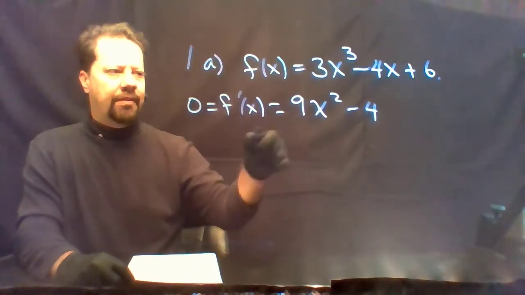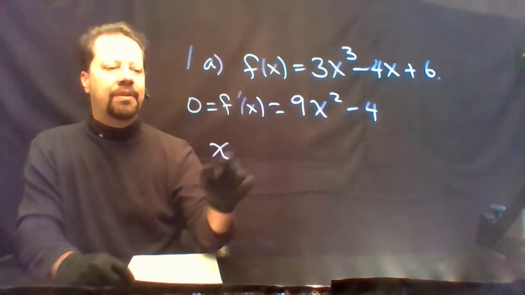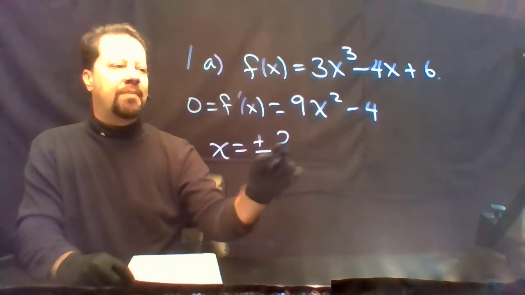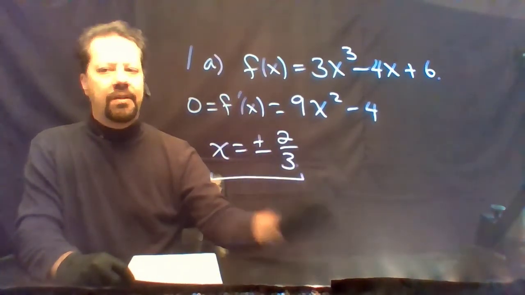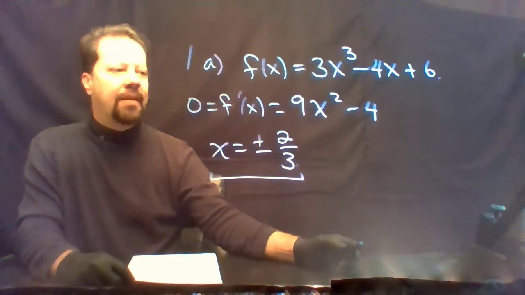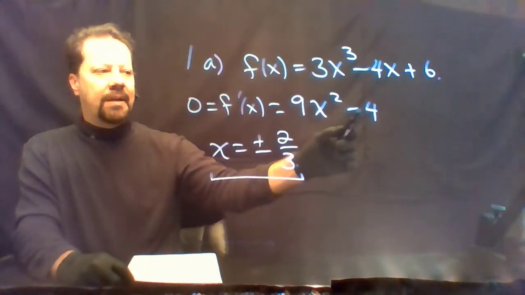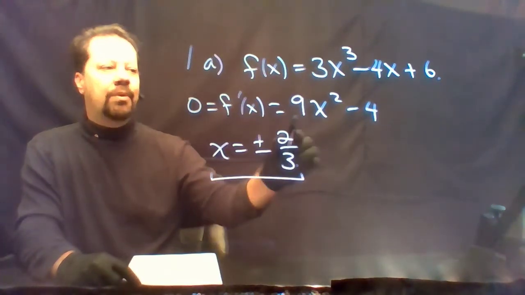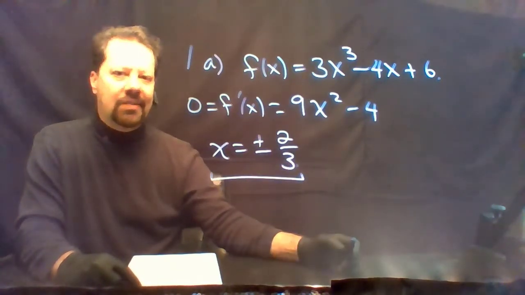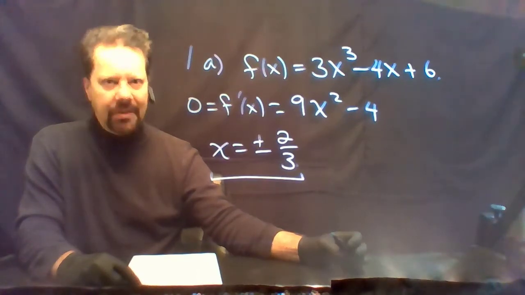Moving the 4 over, dividing by 9, and taking a square root, you get x is plus or minus 2/3. Don't forget the plus or minus. Instead of solving by moving the 4 over and dividing by the 9 and taking a square root, you could have factored 9x squared minus 4 as a difference of squares, and that works just as well.